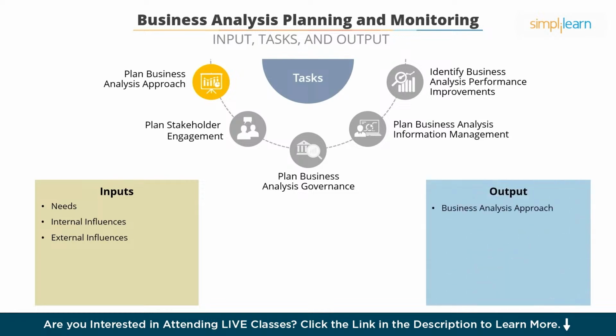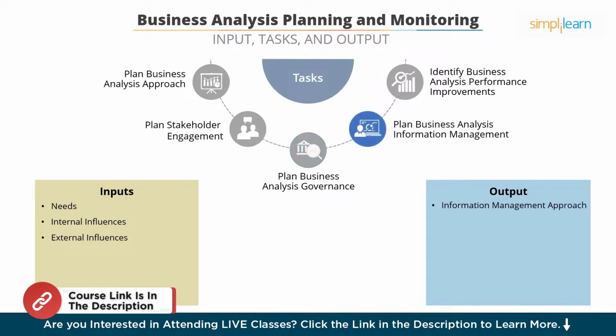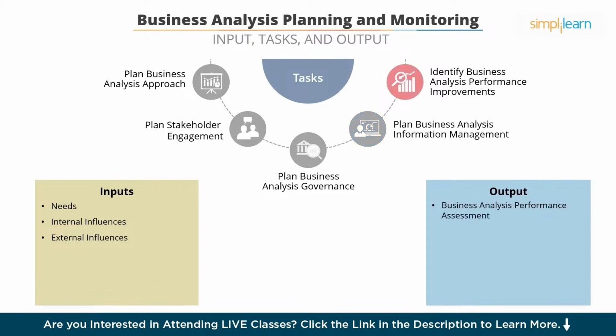Business analysis approach is an output of plan business analysis approach task. Stakeholder engagement approach is an output of plan stakeholder engagement task. Governance approach is an output of plan business analysis governance task. Information management approach is an output of plan business analysis information management task. Business analysis performance assessment is an output of identify business analysis performance improvements task. Let's discuss each of these tasks in detail.